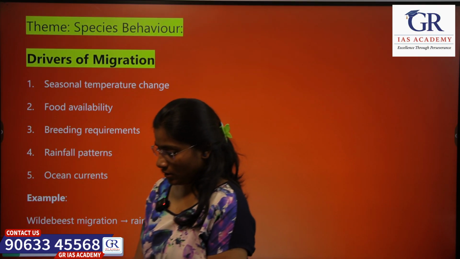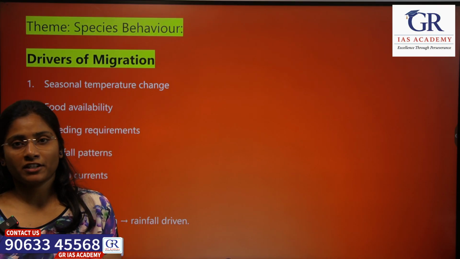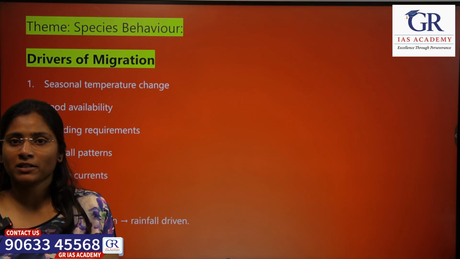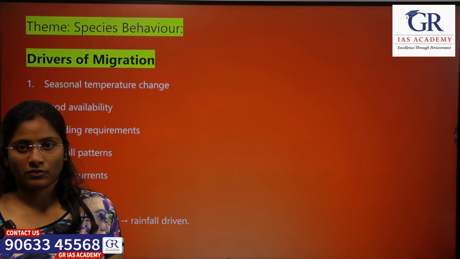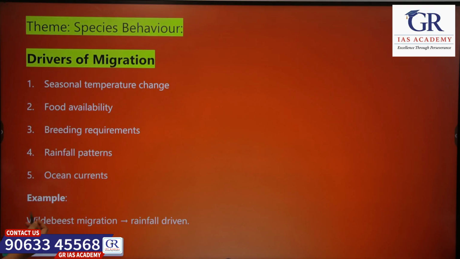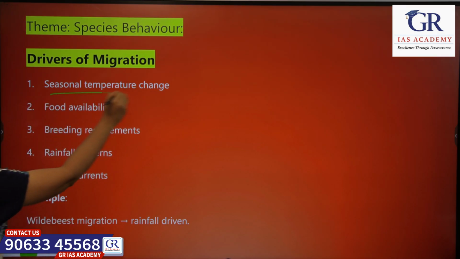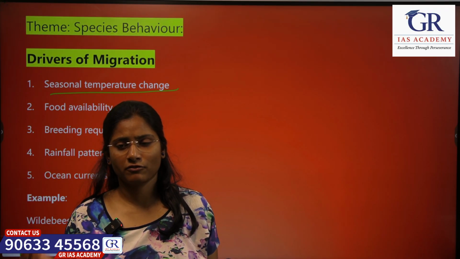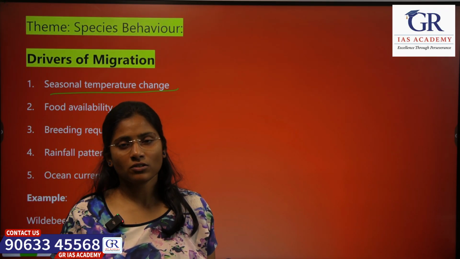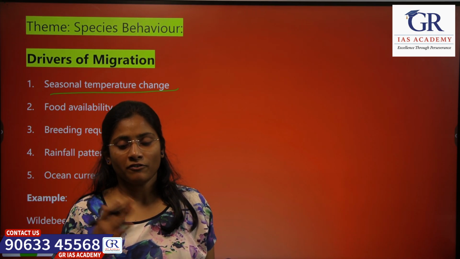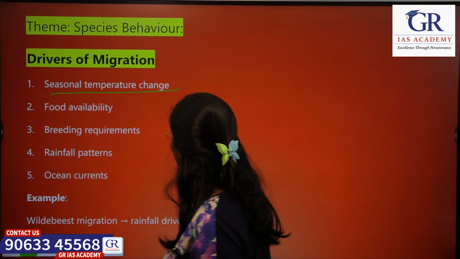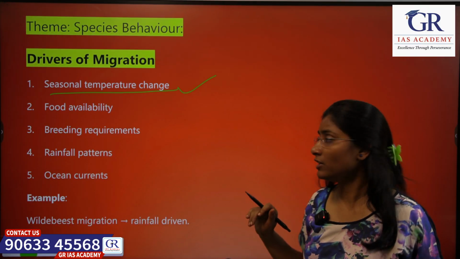Just now we have studied that there are different types of migration. What causes the species to move from one place to another? There are certain drivers of migration. The first is seasonal temperature change. Whenever there is climatic change, seasons change from winter to summer, summer to winter. These are normal. When the seasons change, they also move from one place to another. That is one reason for migration.